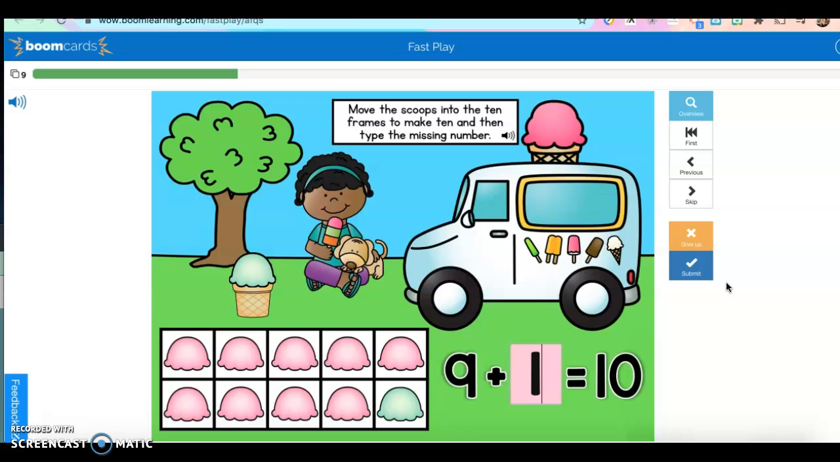So I want you to practice making 10 using your 10 frame, and we're going to come up with an addition problem to go with that.